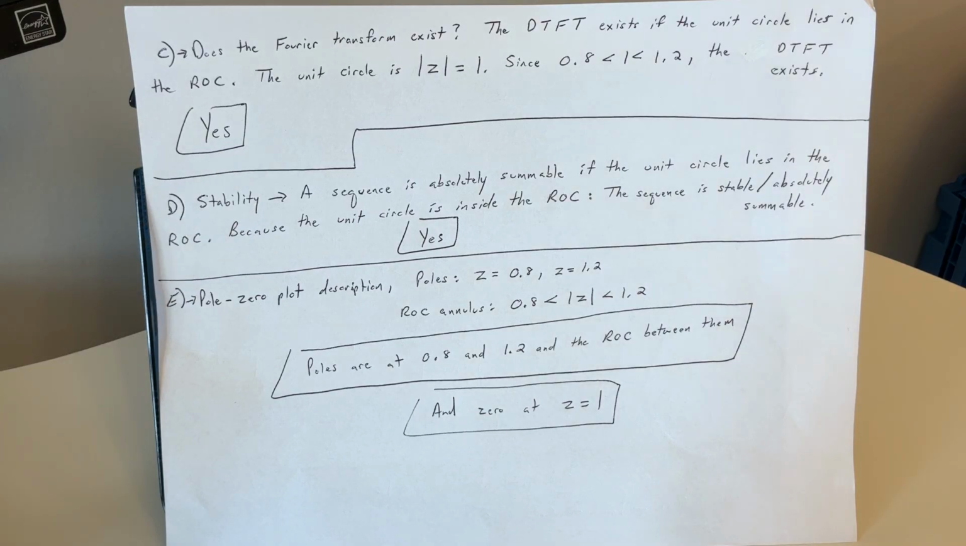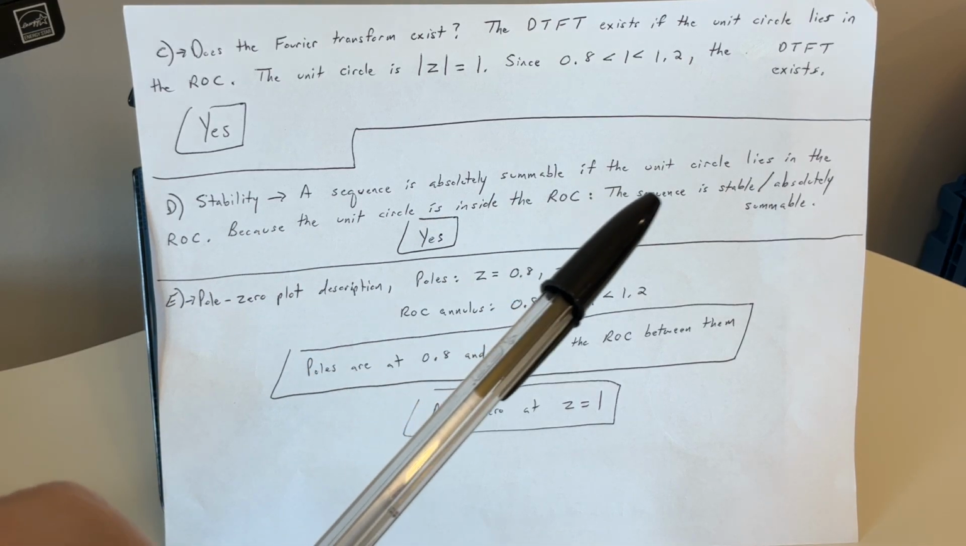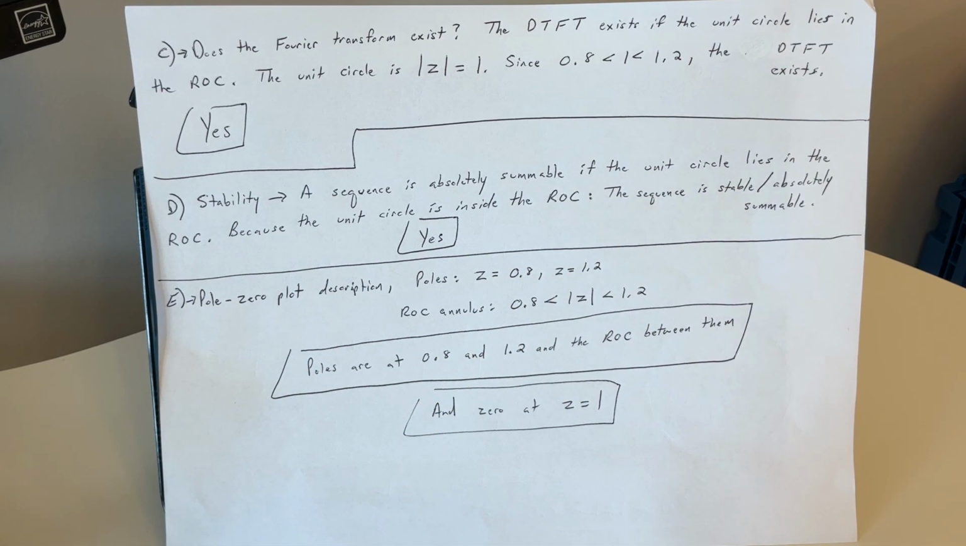Part D, determine whether the sequence is stable. For stability, a sequence is absolutely summable if the unit circle lies in the ROC. Because the unit circle is inside the ROC, we can say the sequence is stable, absolutely summable, so that's a yes.